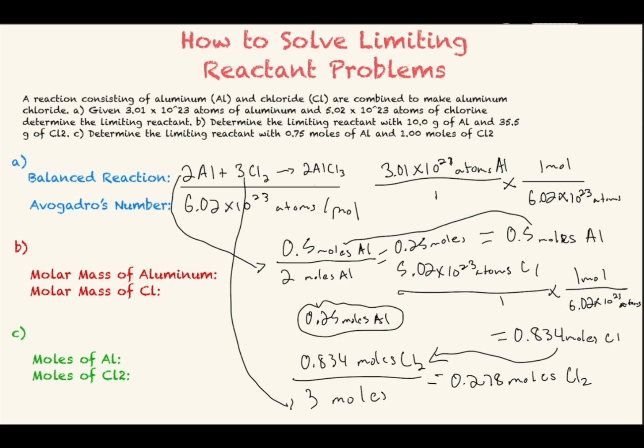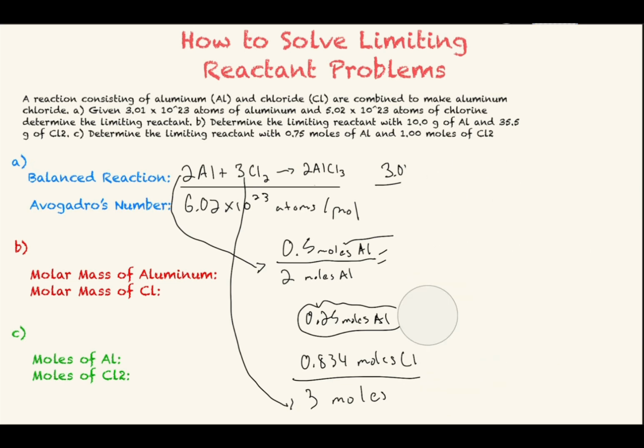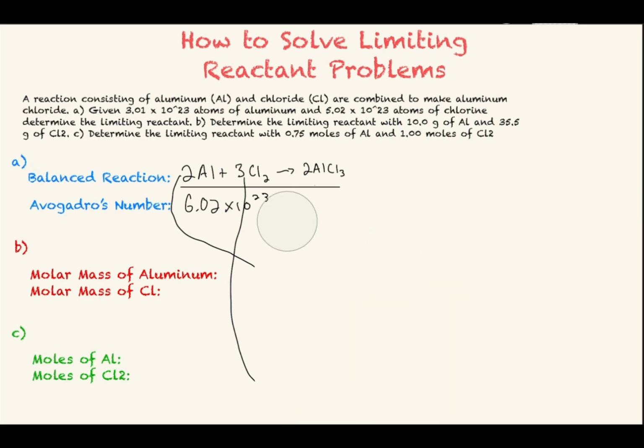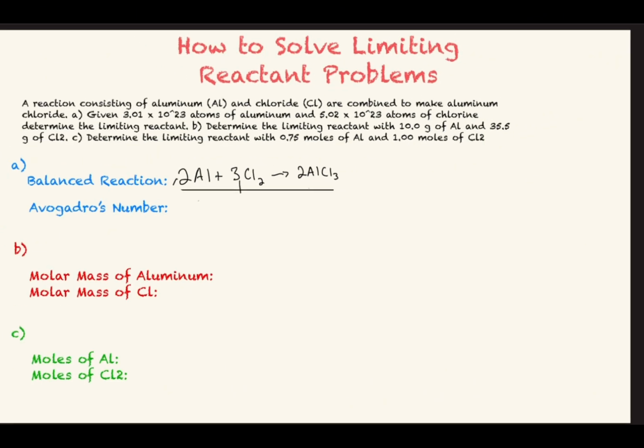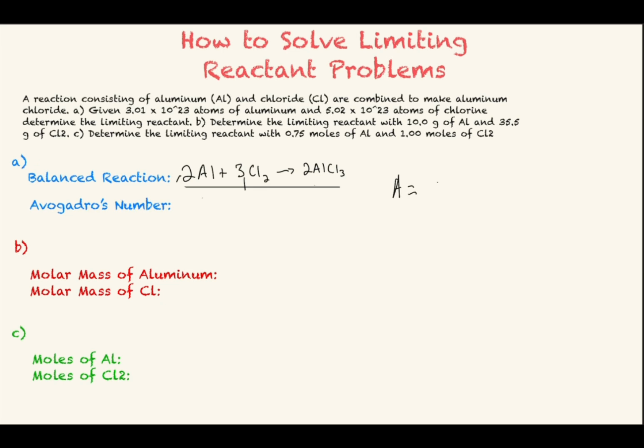And then from here you can see that aluminum will be your limiting reactant for the atoms value. So we can erase all of this and just go ahead and write that the answer for A is going to be aluminum. Aluminum as the limiting reactant because it had a lower mole value when comparing the two with the balanced equation, also with using the atoms of aluminum and then dividing them by Avogadro's number to get you that value. And that value was 0.25 moles. All right, let's move on to the next one.